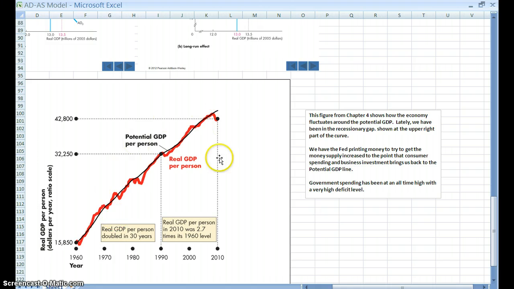So that's how the business cycles work using the aggregate demand, aggregate supply curves. And you can see that it holds true that we do bounce around from around the potential GDP line. Okay? Hopefully we'll get back in the future. So at least we now know some of the things that have to happen to get us back there.